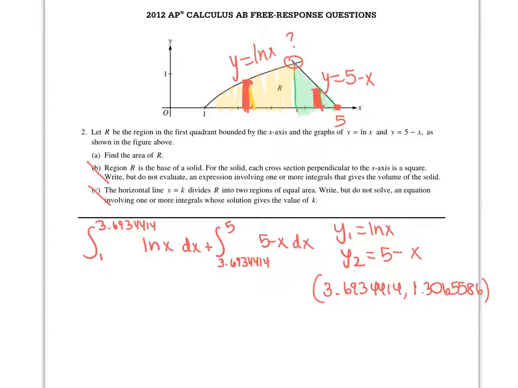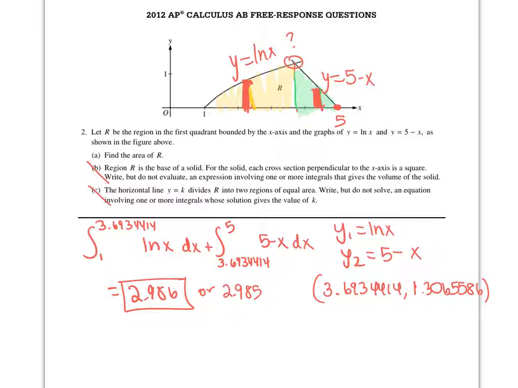And this is a calculator portion, so you can just plug it into your calculator and you end up getting 2.986. If you truncated it to 3 decimal places, it's just 2.985. Okay, so that's it for that one.